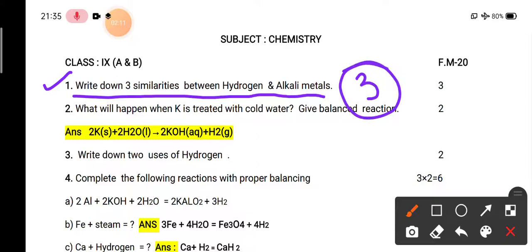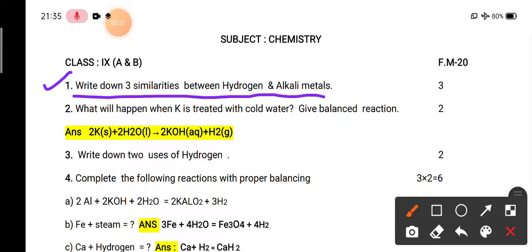If you add 3 correct points, then you will get 3 marks. If you add 2 correct points, then you will get 2 marks. If you write just 1 correct point, then you will get only 1 mark. I hope it's clear.